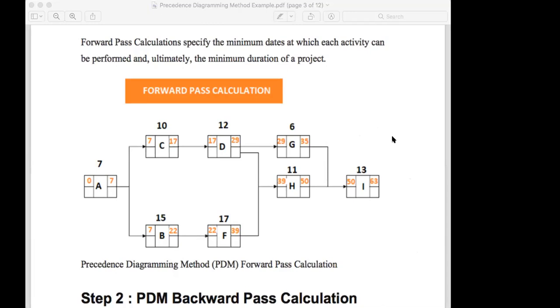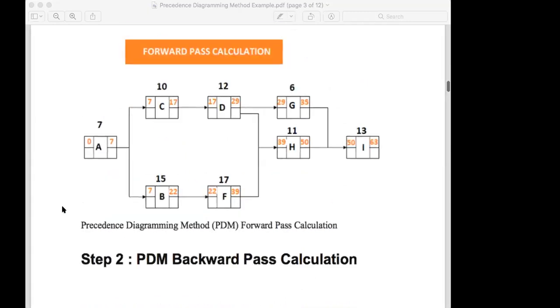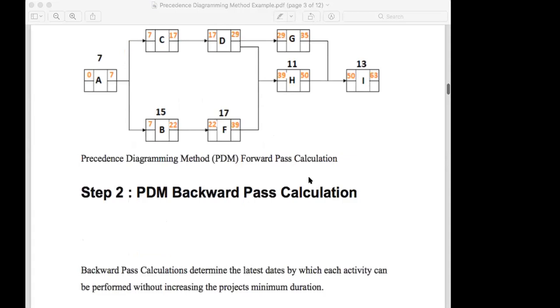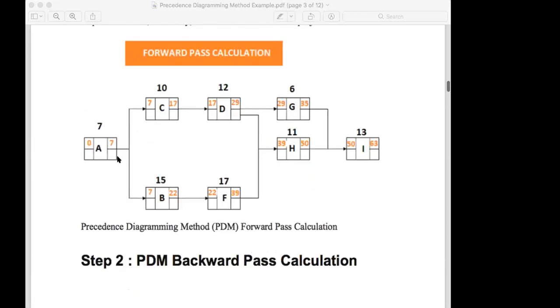If you understand, nothing. So now we have the forward pass calculation finished. Everything is finished now. Forward pass is over. Now we'll come to the backward pass. Now we have calculated the early dates. Here, activity A: early start 0, early finish 7. Activity C: early start 7, early finish 17. These are the early dates.